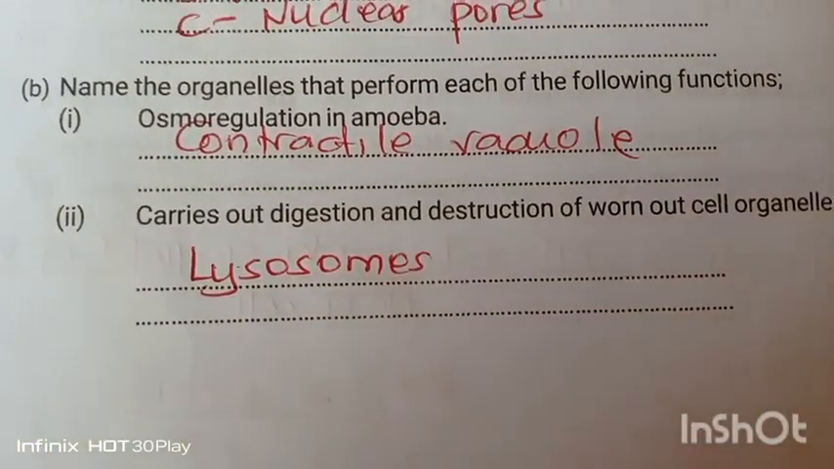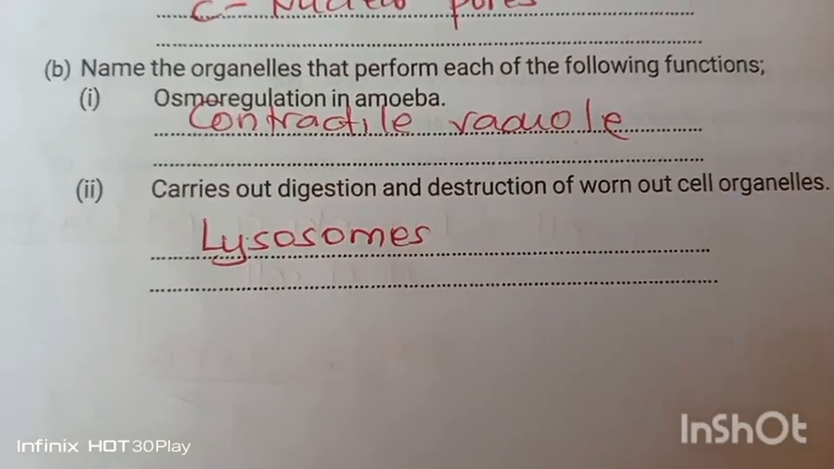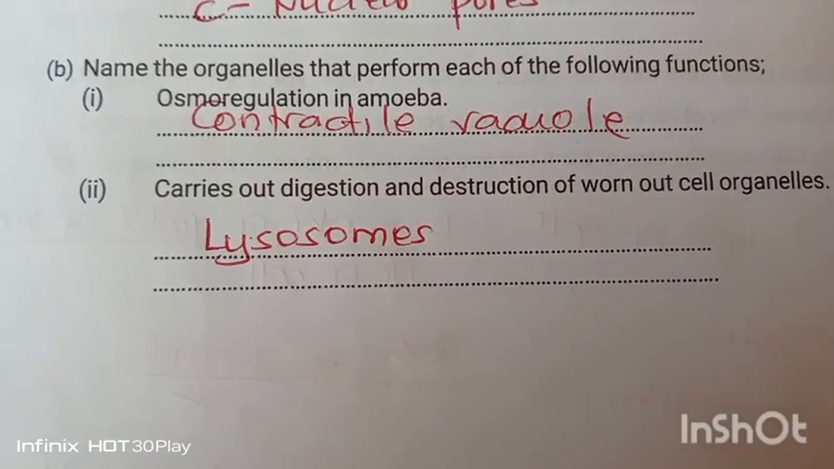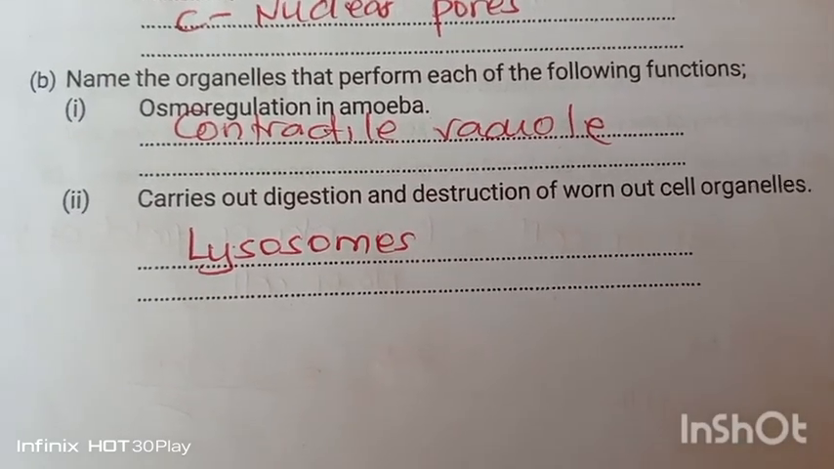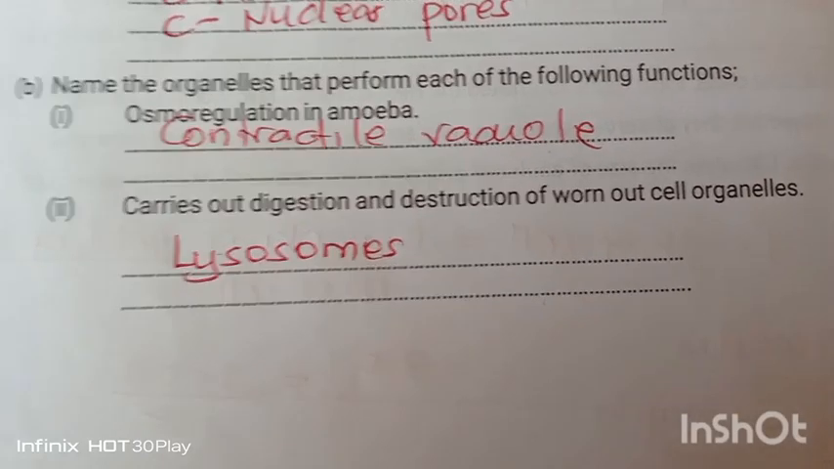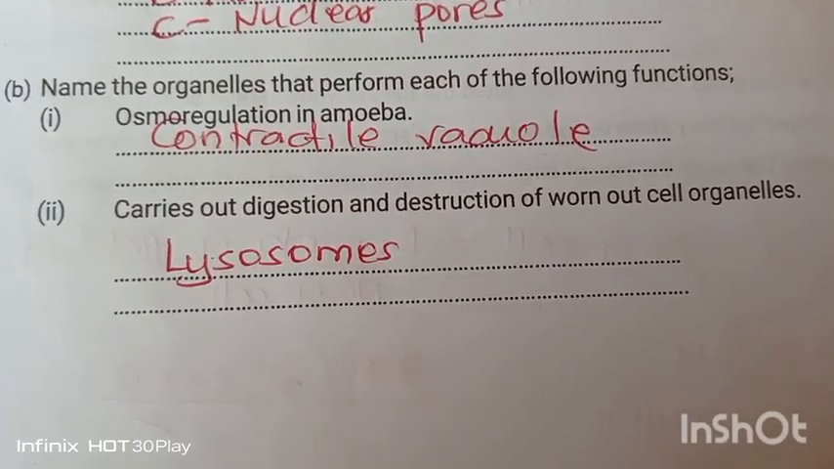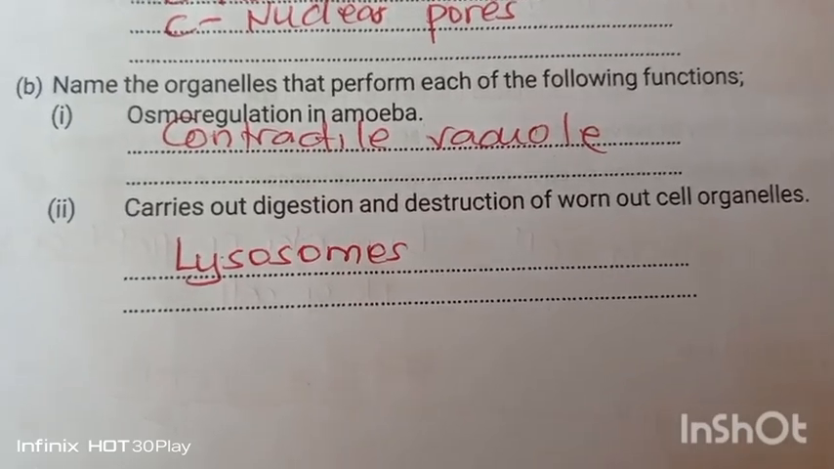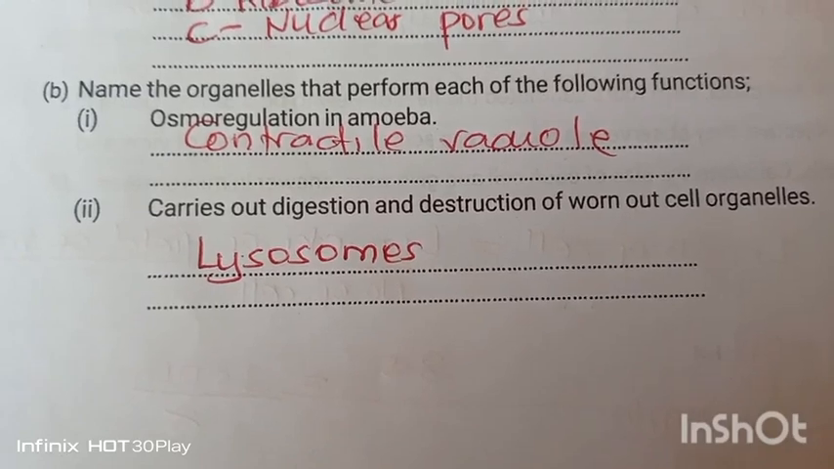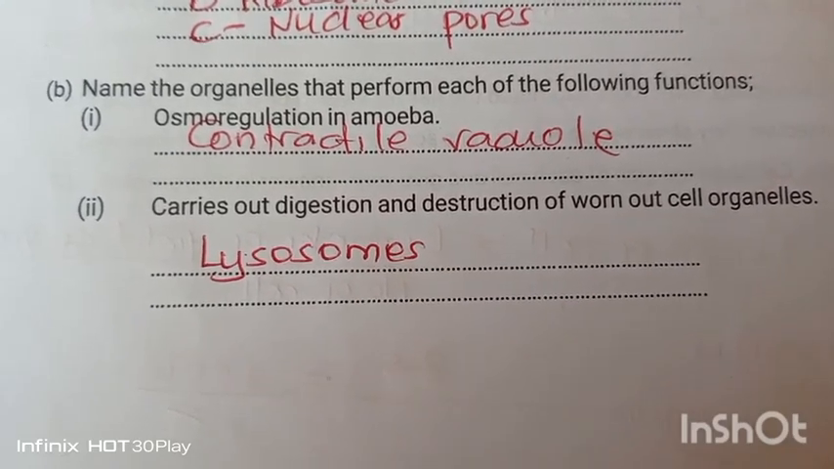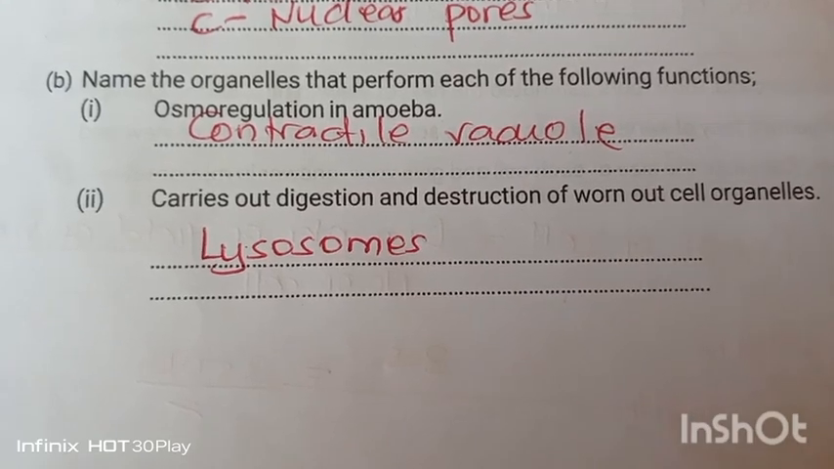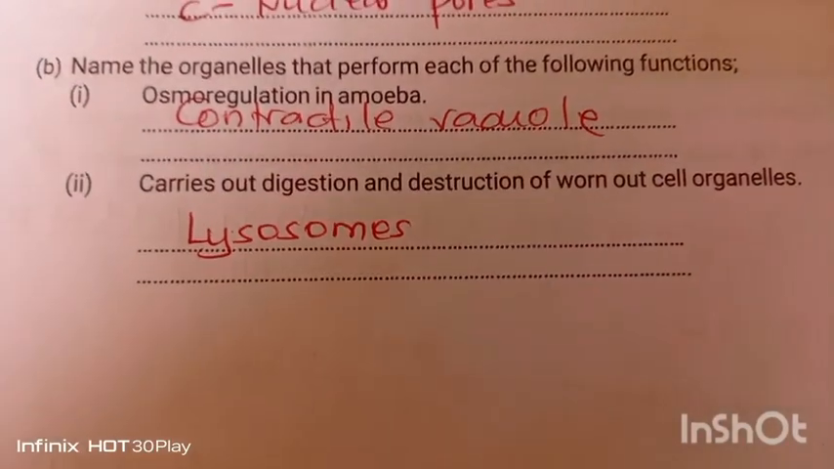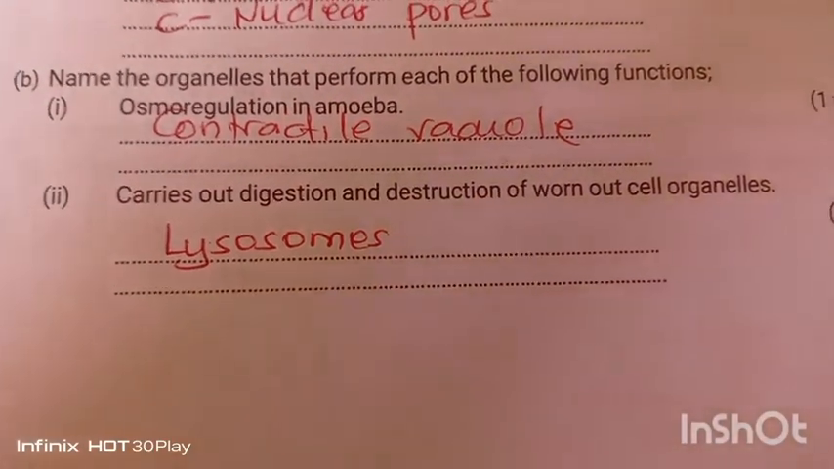Name the organelle that performs each of the following functions. Osmoregulation in amoeba. Osmoregulation is regulation of the amount of water in an organism. So in amoeba, you find that they have temporary vacuoles or contractile vacuoles, which collect water or other fluids in them. And then when they are full, they fuse with the membrane and get rid of that water. So osmoregulation is carried out by the contractile vacuole.